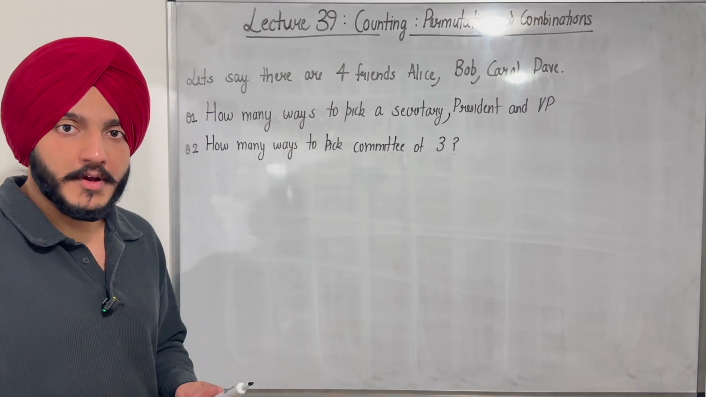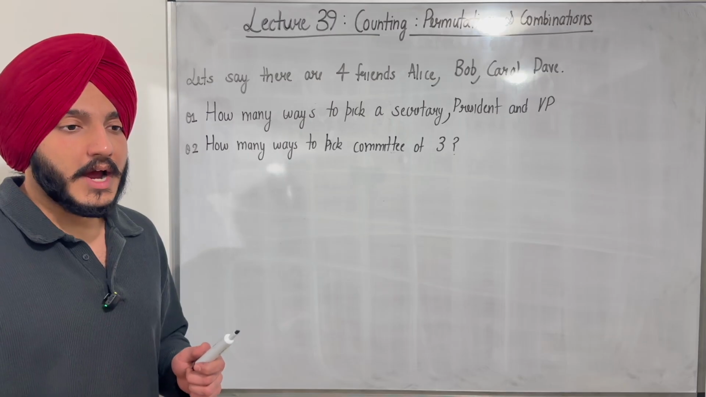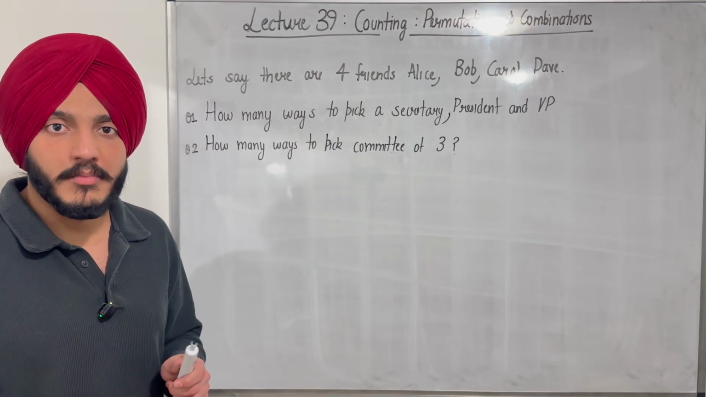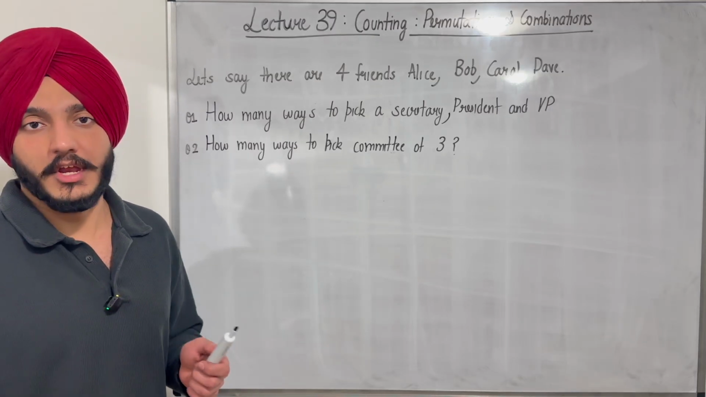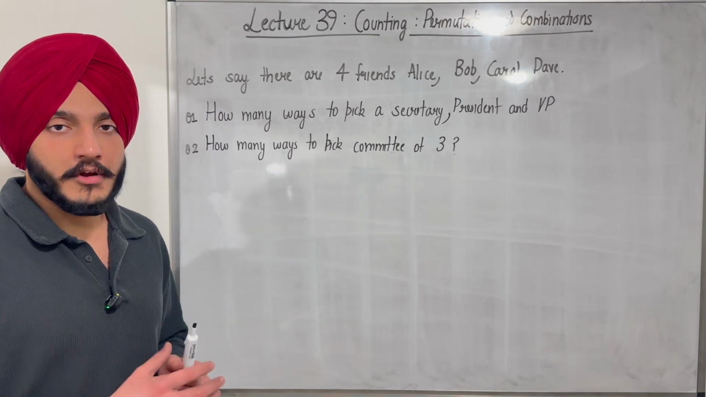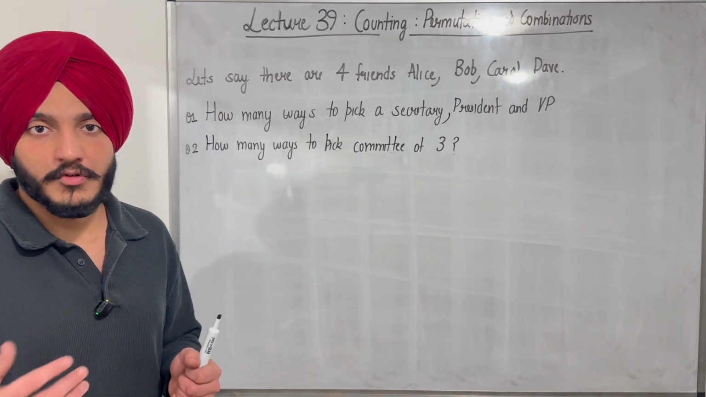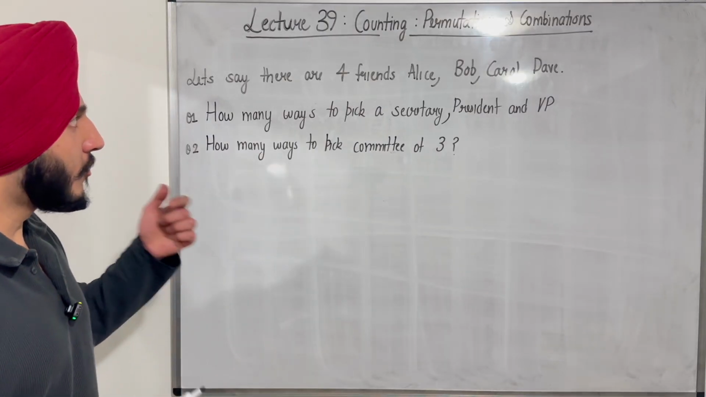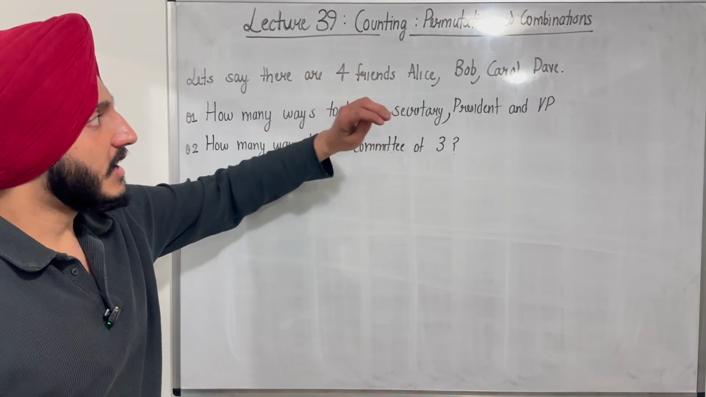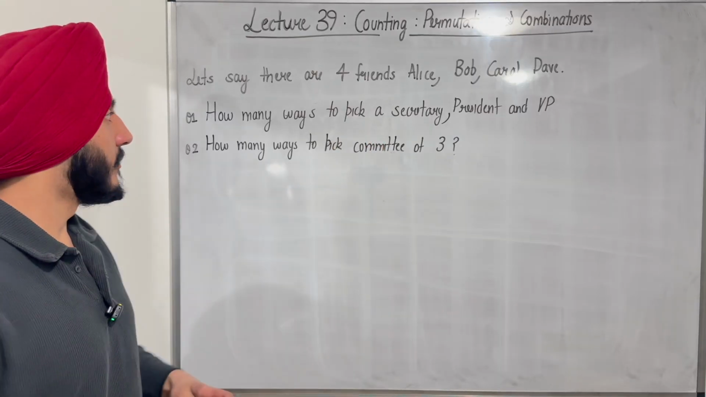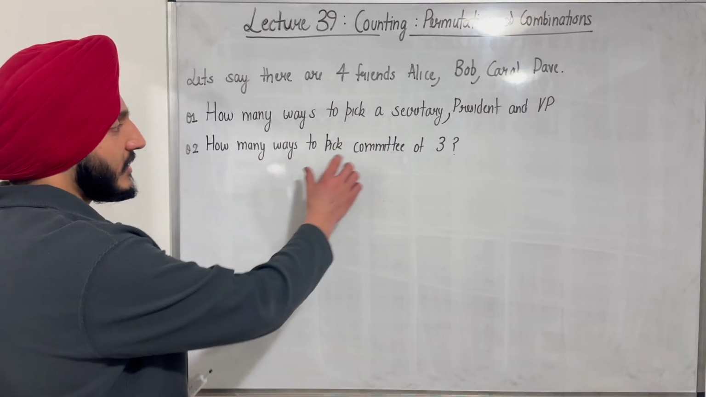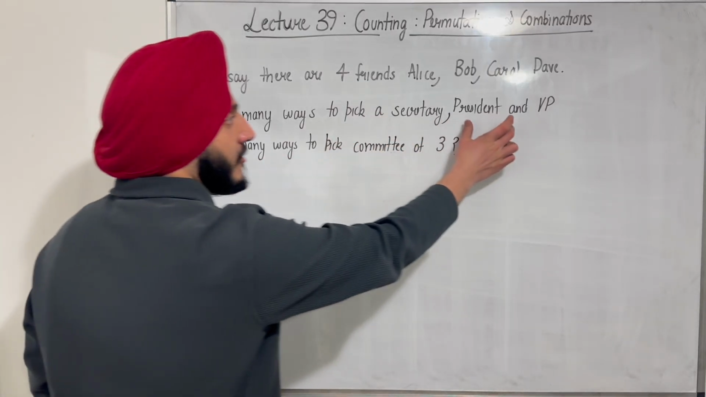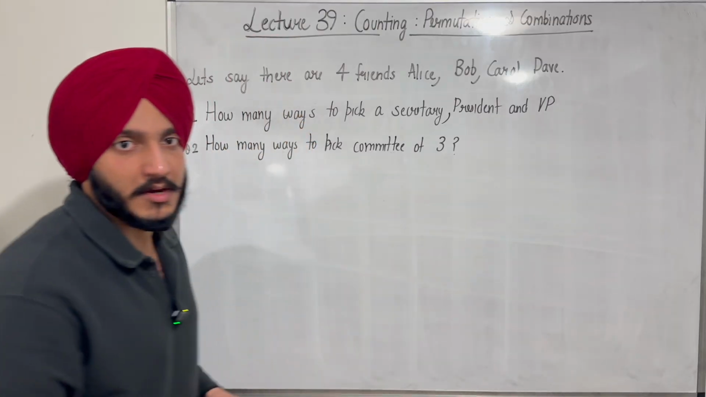Very easy topics to understand, but I think as we go across different problems and formulas, it gets tricky, right? But I think if your base is clear, even if you deal with the most complicated problem, it should be fine. Okay, so I ask you the question. Let's say there are 4 friends: Alice, Bob, Carol, and Dave, right? My first question is, how many ways can you pick a secretary, president, and a vice president, right?